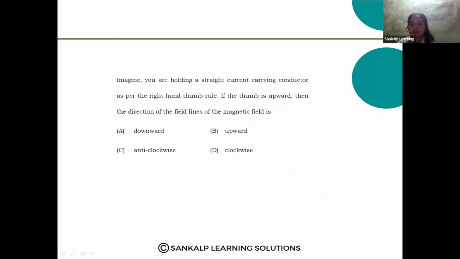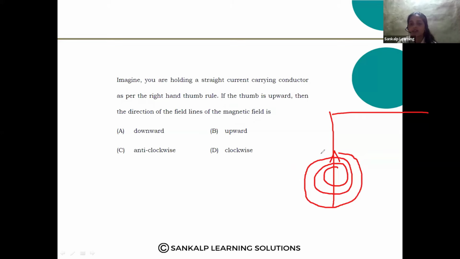Just imagine, this is the conductor. So this is the direction of the current. Your thumb is in this direction. And what will be the direction of the magnetic field lines? Magnetic field is produced in concentric circles. So magnetic field lines are like this. What will be the direction of the magnetic field lines? Is it anti-clockwise or clockwise? It will be in this direction. You are holding like this, right? So in this direction means that is an anti-clockwise direction.